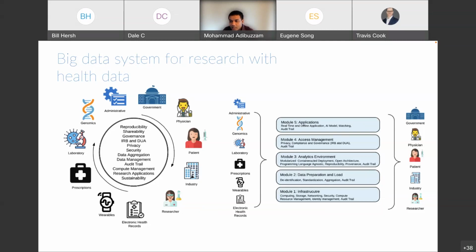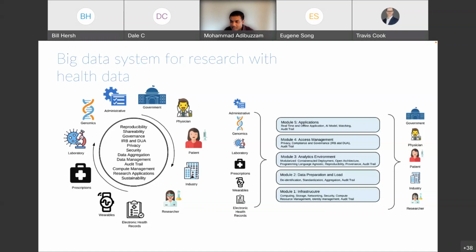The third module I refer to as the analytics environment, which is we want to support the researchers with an open and modularized architecture so that we can support different programming languages, reproducibility, data provenance, shareability of code, where we can share the code, but we can test the hypothesis with a different data set. And as the data is evolving and changing, how do we keep track of versions of data and reproduce previous results for a better consensus on research projects or research results.